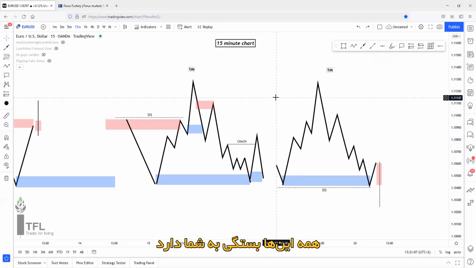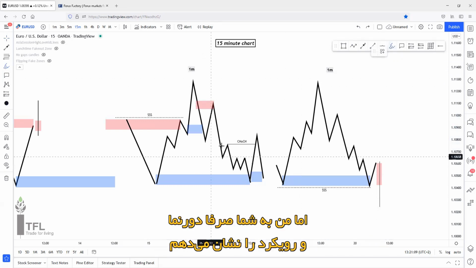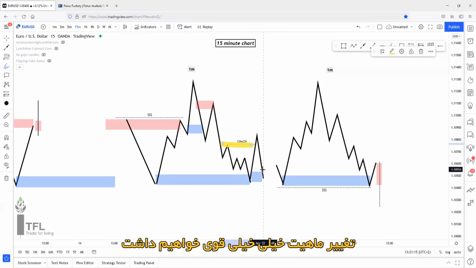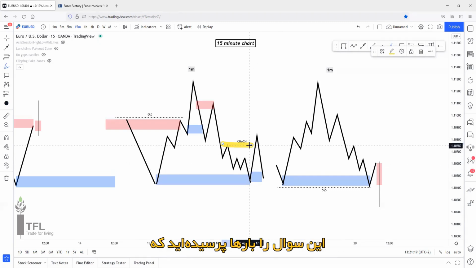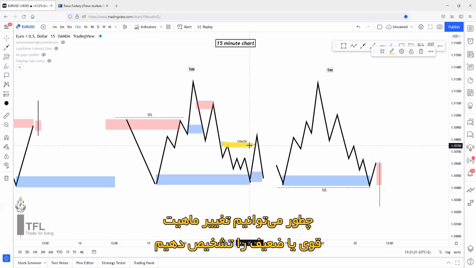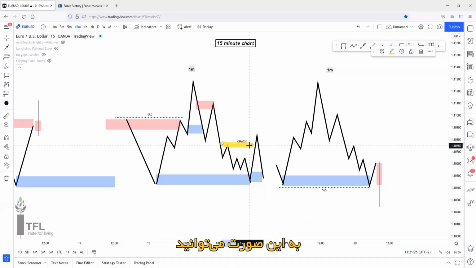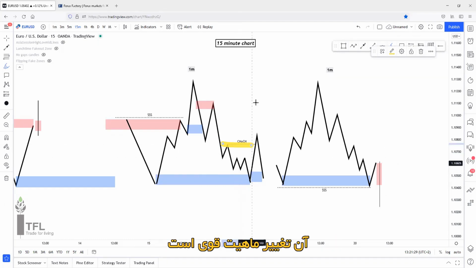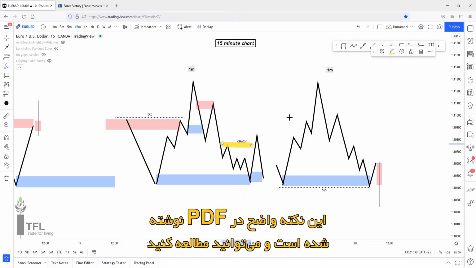It all depends on you, but I'm just showing you the perspective. And once again, if a double structural high/low is being broken, then that will be a real change of character. That will be a really, really strong change of character, because you've asked this question several times: hey, Flipping, how can we identify a strong and a weak change of character? And that's how you can. If a double structural high/low point is being broken, that will be a strong change of character. But it is written down in the PDF, loud and clear. You can read it in the PDF.